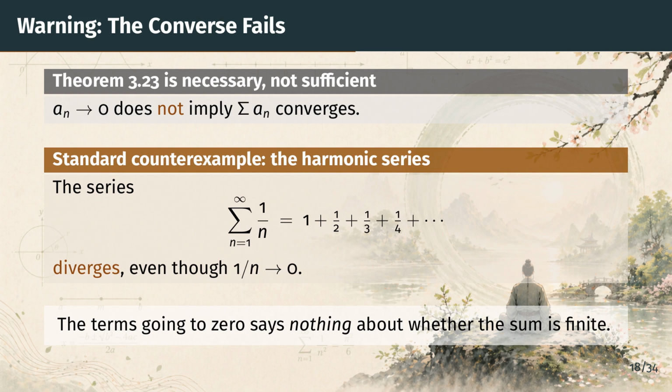The moral in the highlighted box is worth repeating. Knowing the terms tend to zero by itself tells you nothing about whether the sum is finite. The terms can tend to zero too slowly to be summable. This is why we need genuine convergence tests, and why the rest of the chapter is devoted to building them.